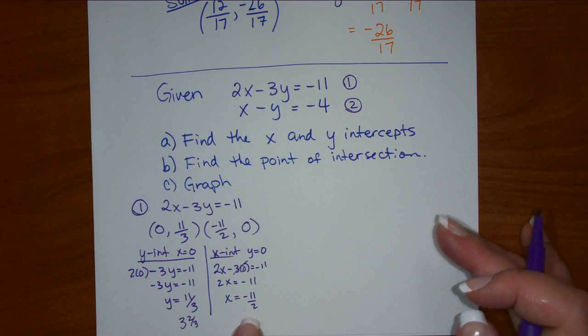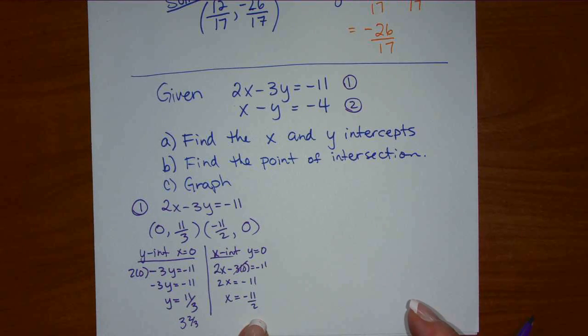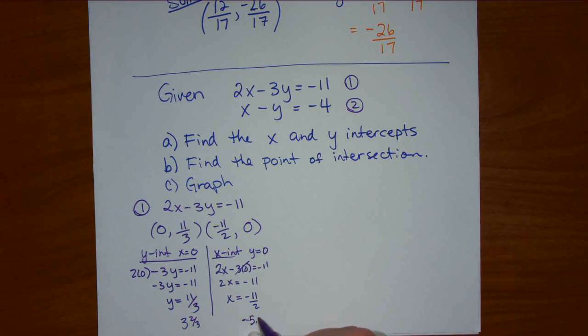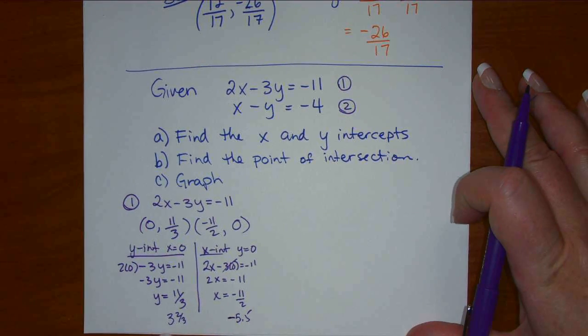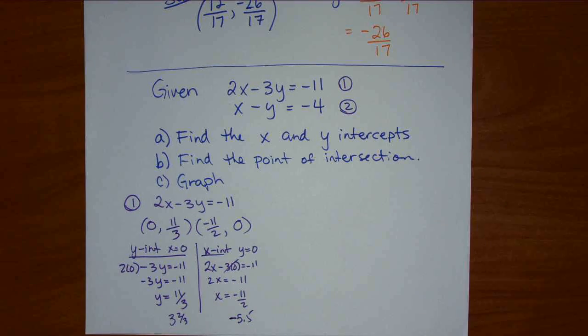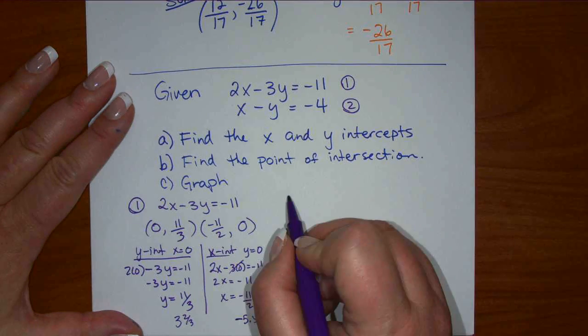What about this one? Over 2? There's always a 0.5, so it's okay. This would be negative 5.5. So you could write that one as a decimal if you wanted to. But you sort of need to know where they are just to be able to graph them in the right place on the graph. Okay, equation 2.